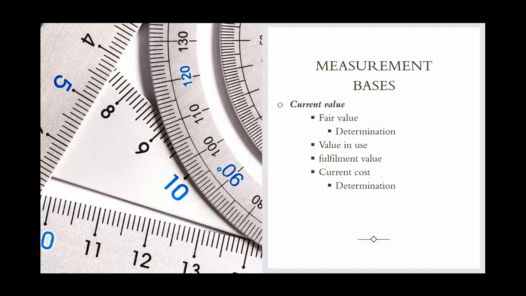Determination. Sometimes, current cost cannot be observed directly and must be estimated. For example, if prices are available only for new assets, the current cost of a used asset might be estimated by adjusting the new asset's price for age, condition, and any other relevant factors.